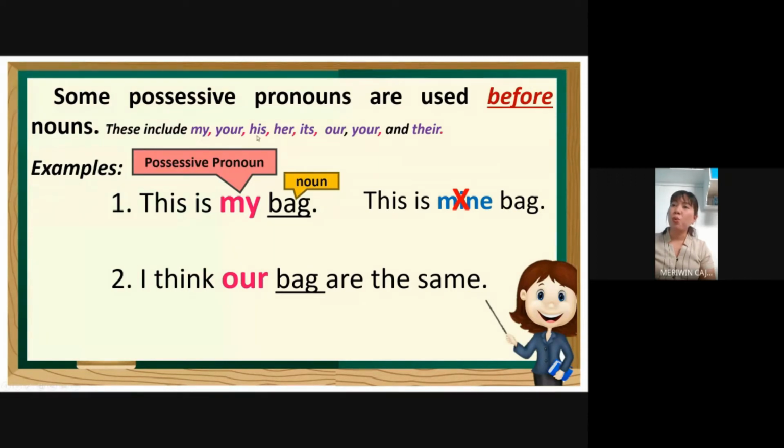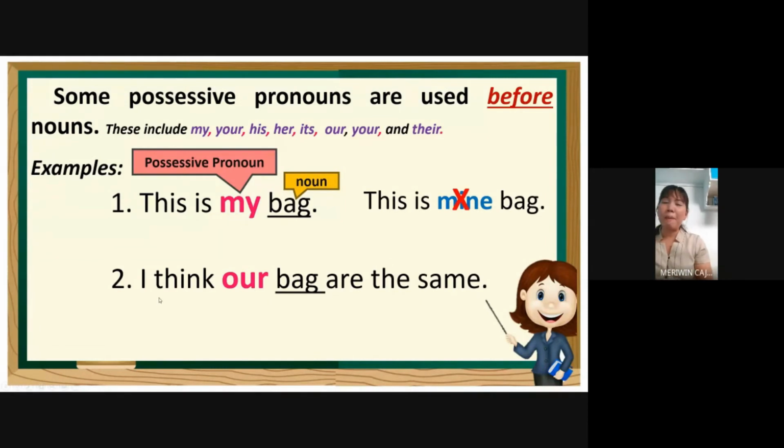Use this possessive pronoun: my, your, his, her, its, our, your, and their before the noun. So there is a noun before that, which is the bag. That's why we use my. Okay? I hope it's clear.